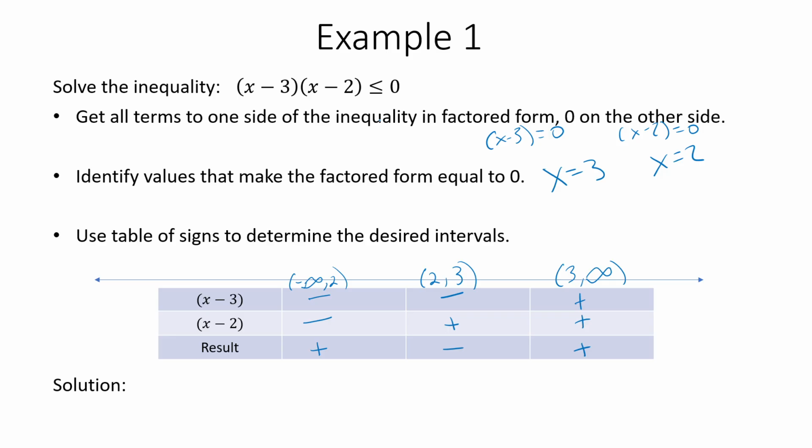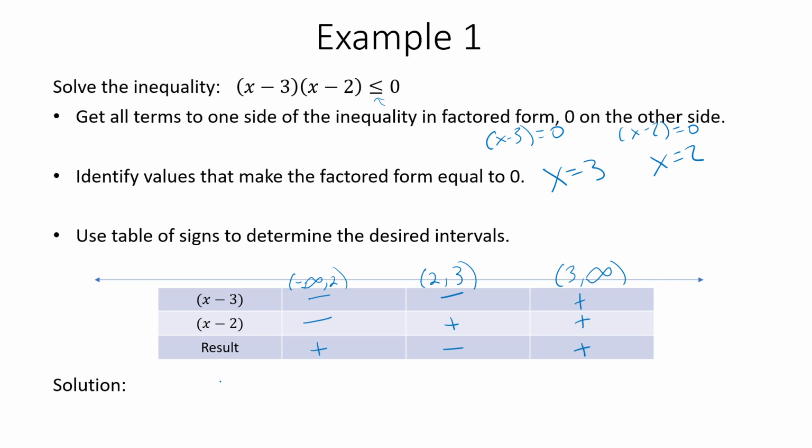The only extra thing we have to be careful of here is this is an inequality with an equality symbol in it right here, right? Which means that it's also equal to 0. It's okay if it's equal to 0. When does it equal 0? It equals 0 at 3 and 2.